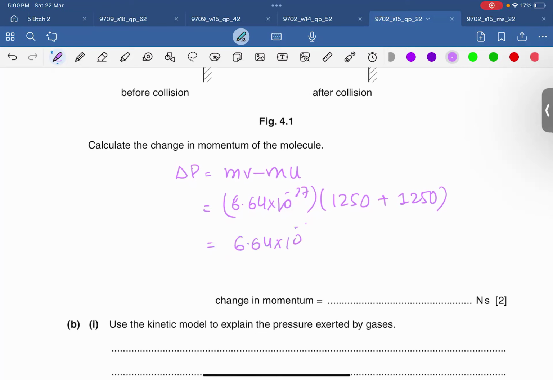6.64 exponent negative 27 into 2 times into 2500. Okay, so this will give you how much? 1.66 into 10 to the power minus 23. Okay, 1.66 exponent negative 23.